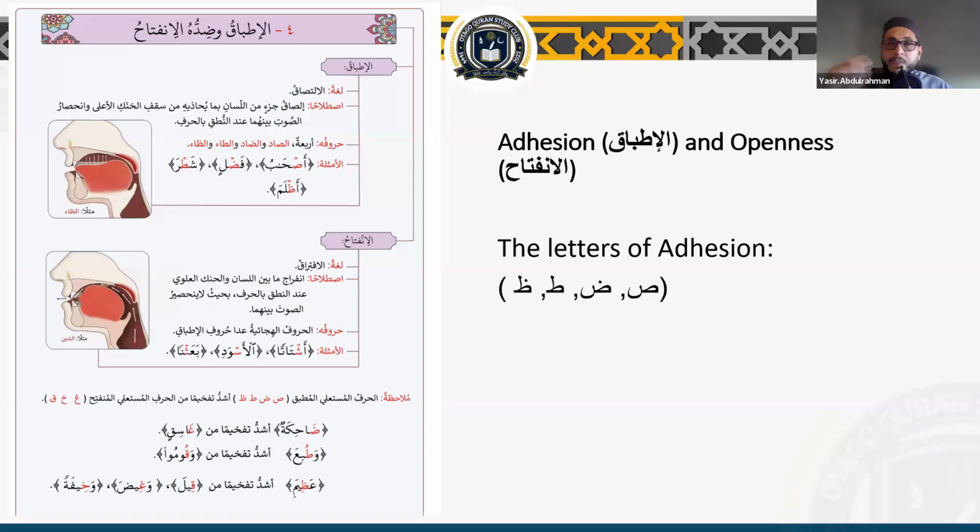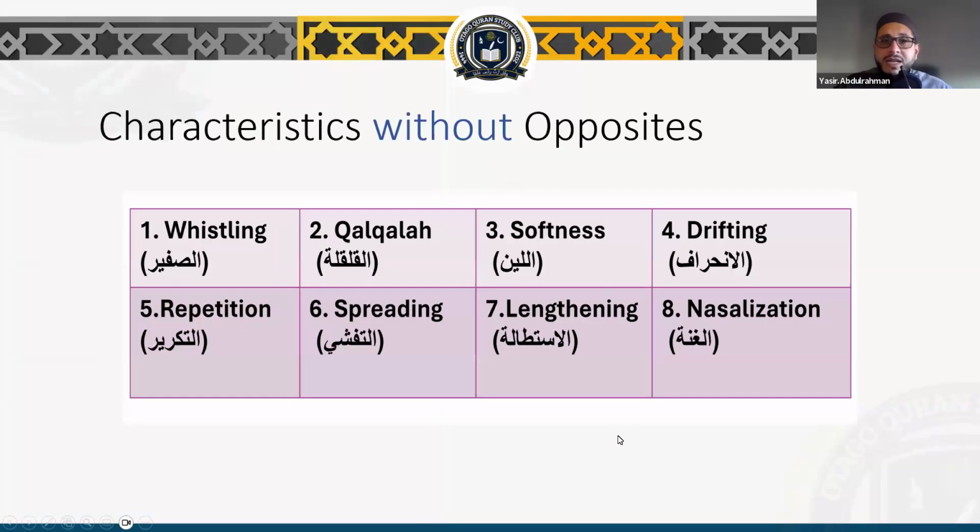Let's move on, inshallah. So after this, we start with the sifat or the characteristics which don't have any opposites. So we said there are 8 sifat, 8 characteristics which have no opposite. The first one is الصفير, whistling. This whistling is a unique sifa or characteristic for only 3 letters. These 3 letters are the sin, the sad, and the zai.